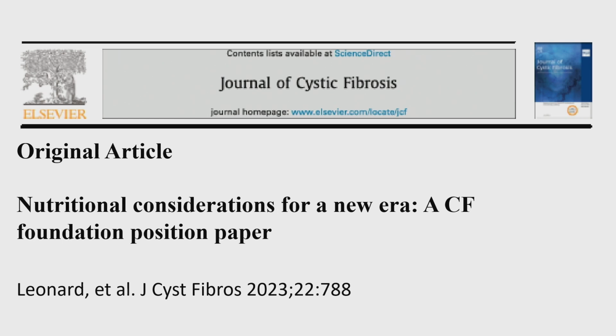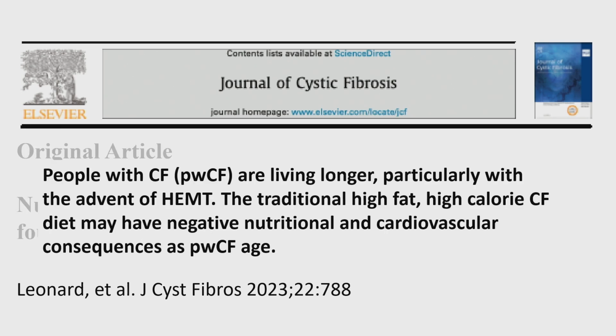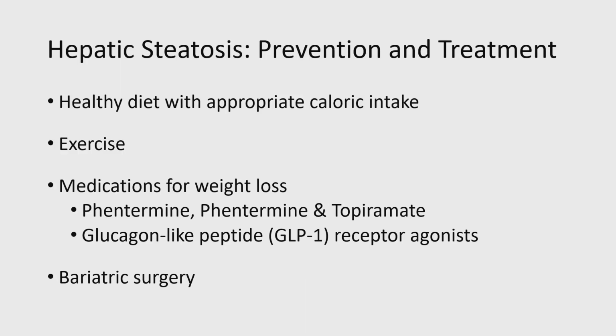Now in CF, this is the position paper in 2023: people with CF are living longer, particularly with the advent of highly effective modulator therapy. The traditional high-fat, high-calorie CF diet may have negative nutritional and cardiovascular consequences as persons with CF age.